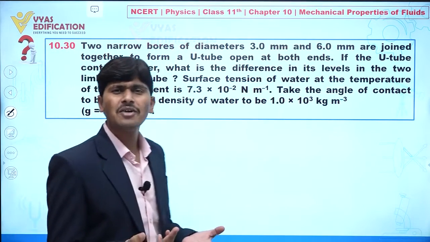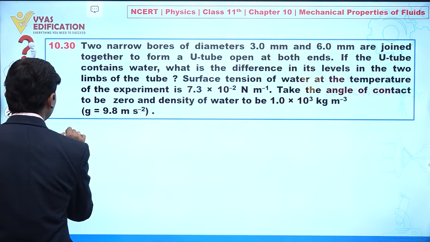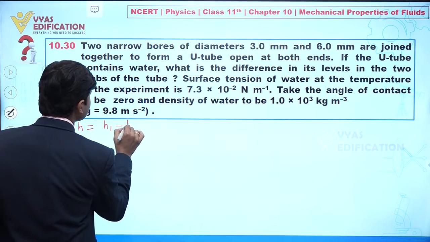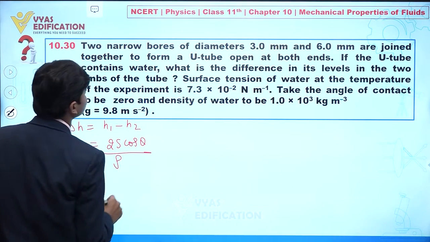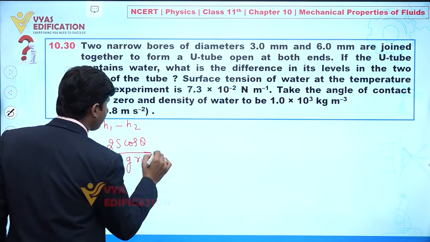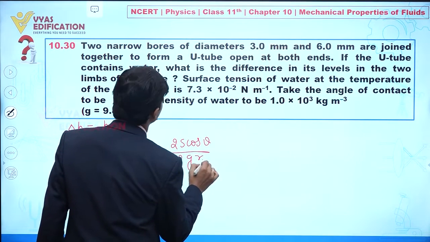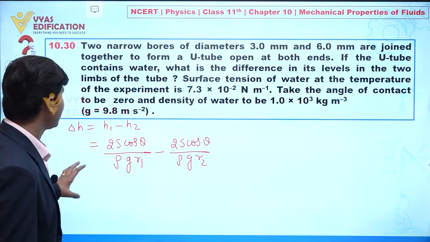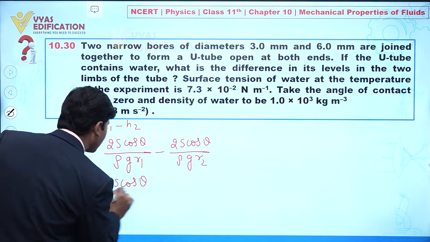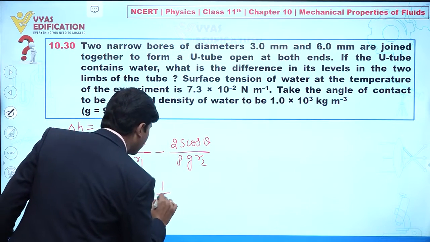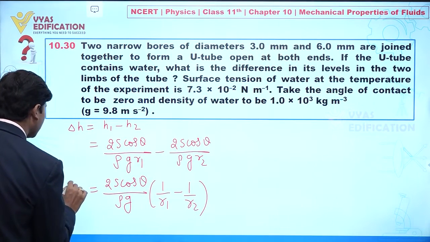So actually we have to apply here a formula, that is capillary rise. So directly I can say the difference we have to find, I can say this is h1 minus h2. I can say this is 2S cos theta upon rho g r1 minus 2S cos theta over rho g r2. Now here we have water, so we can write like this, 2S cos theta divided by rho g, into 1 upon r1 minus 1 upon r2. And this is the value of delta h.